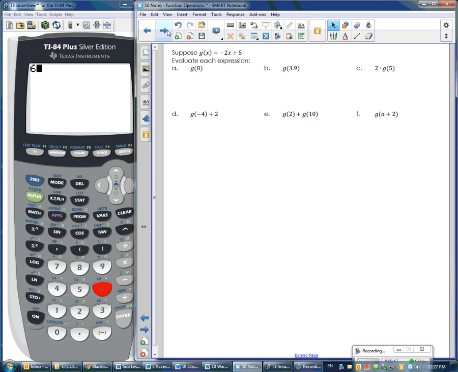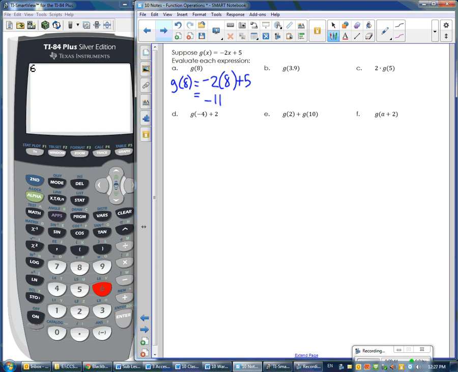Okay, so you're given a function, g of x this time, and g of x is equal to negative 2x plus 5. So the first thing you're asked to do is to evaluate g of 8. And again, we're just plugging the 8 in for x. So g of 8 is negative 2 times 8 plus 5. And so if I follow my order of operations, negative 2 times 8 is negative 16, and negative 16 plus 5 is going to leave me with a negative 11.